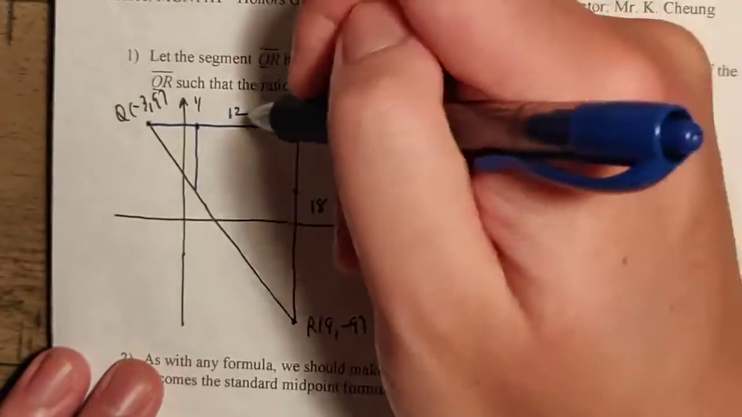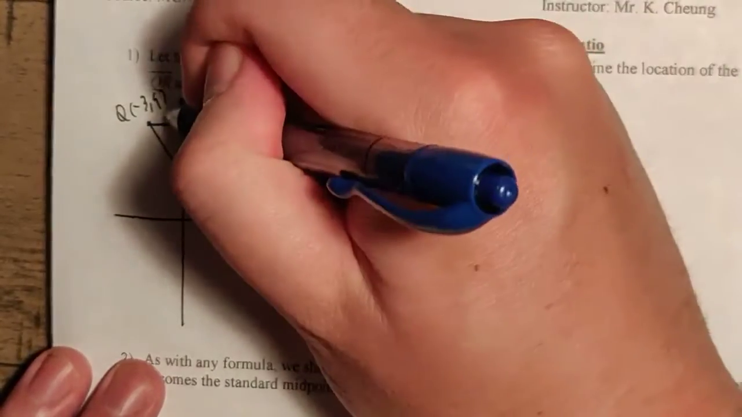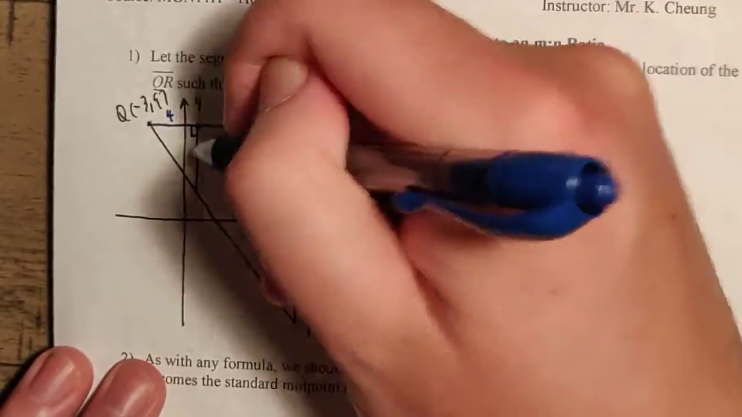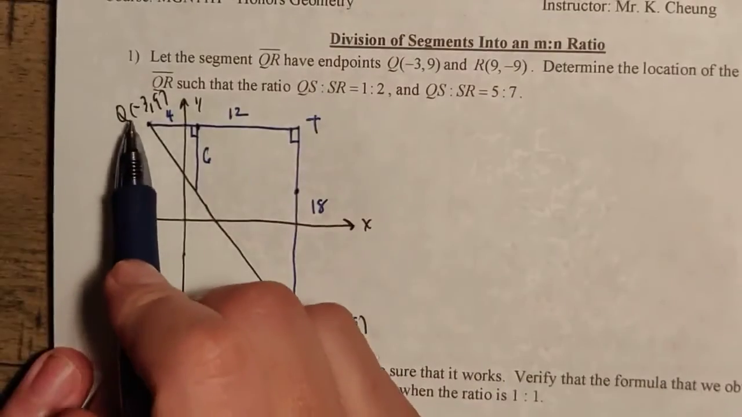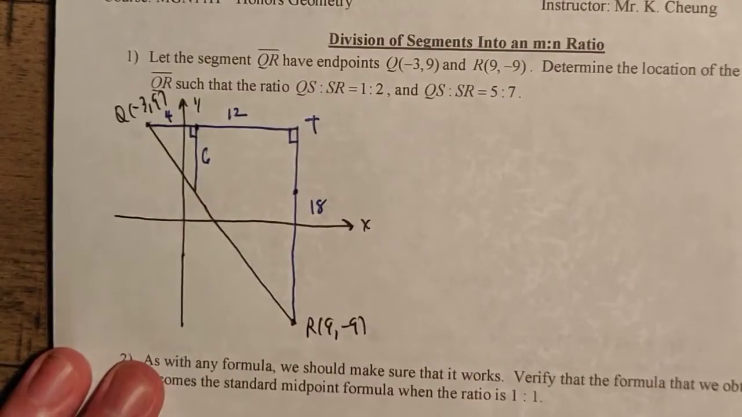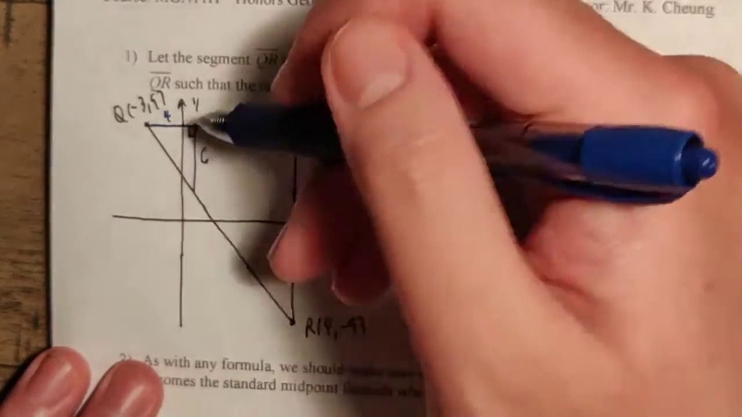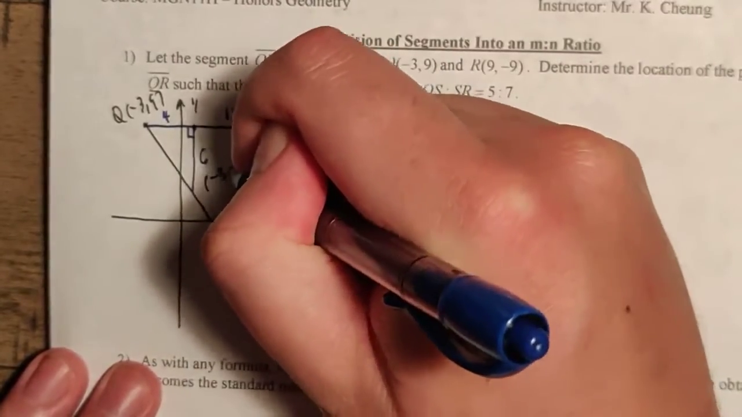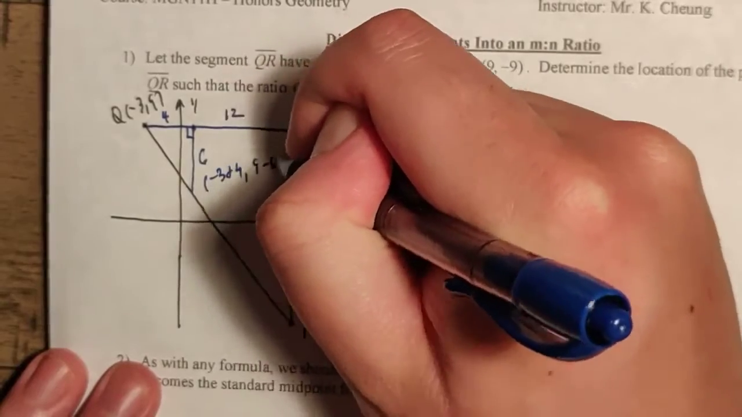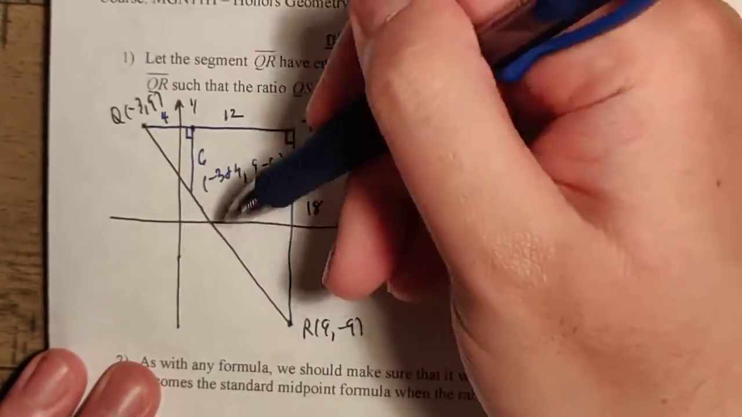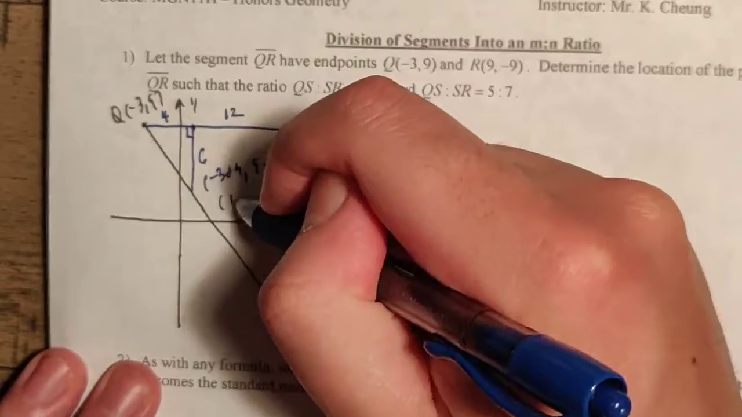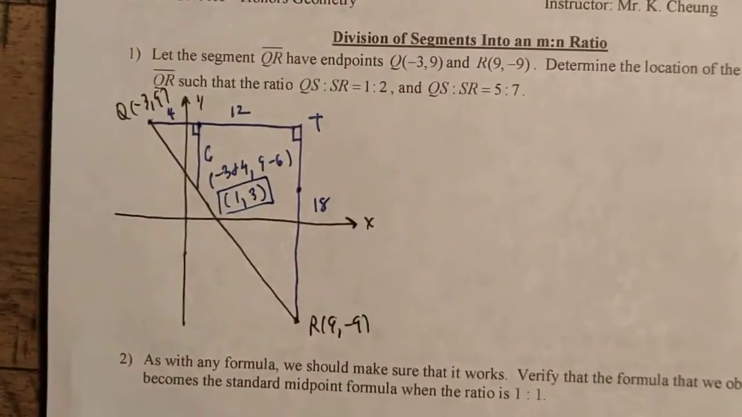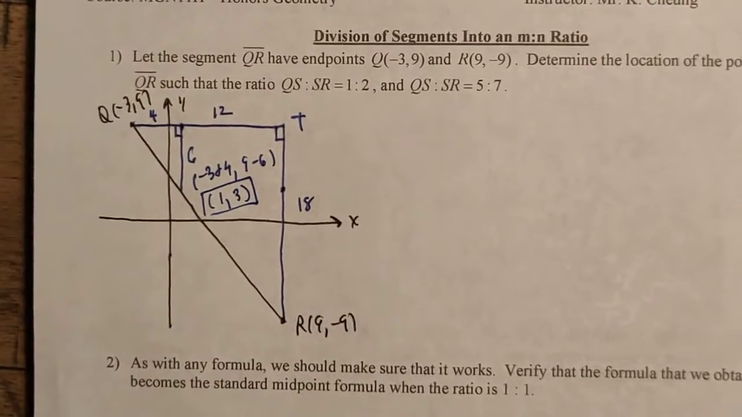Now this is 1/3 of 12, so that's going to be 4 here. And this is going to be 1/3 of 18, so that's going to be 6 here. So we're going to go from Q -3, 9 down 4 and 6 here. So now because we're sloping down here, we're actually going to go here. So it's going to be -3 plus 4, comma 9 minus 6, right? Because we're going 4 to the right and 6 down here. So this is going to be the point 1, comma 3 here. So note that in this situation, when the ratio is 1 to 2, we end up with the point 1, 3.